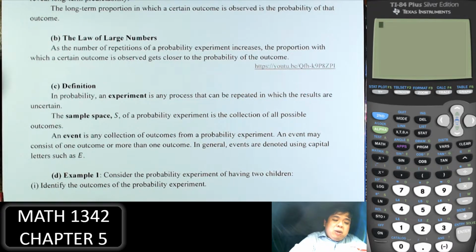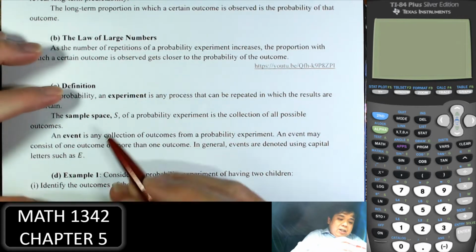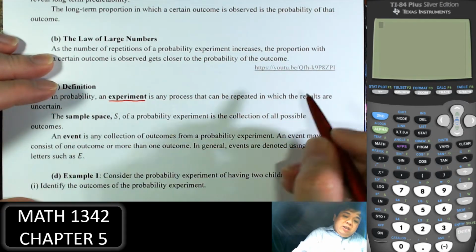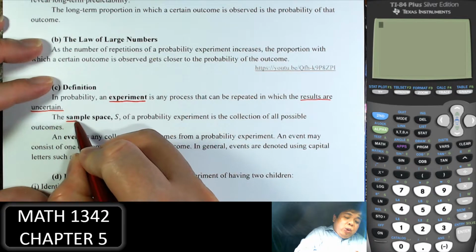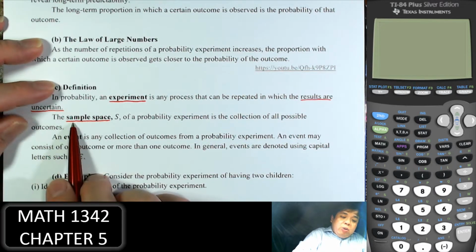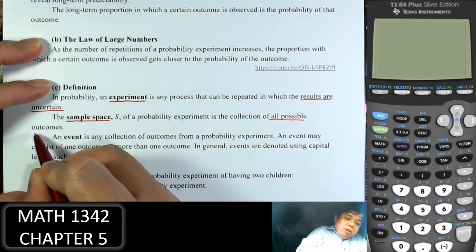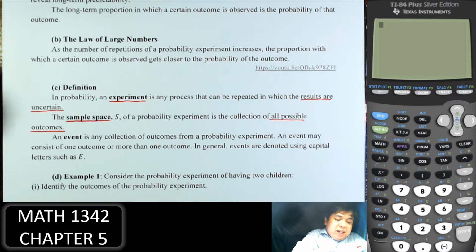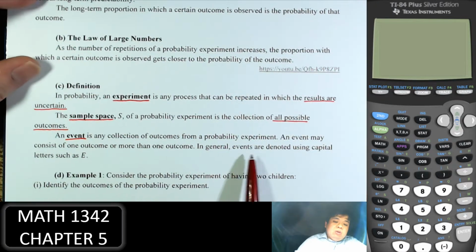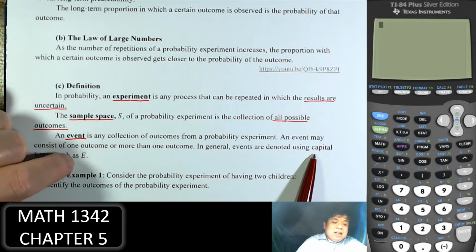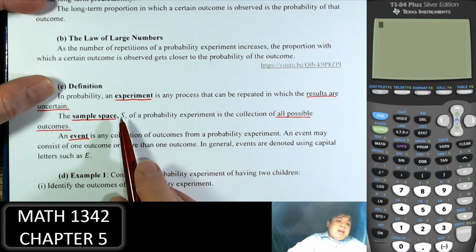In probability, an experiment is any process that can be repeated in which the results are uncertain. So in an experiment, we don't know the result. Even though we don't know the result, we can list all the possible outcomes. That's what we call the sample space, which is all possible outcomes. An event is any collection of outcomes from a probability experiment. An event may have more than one outcome. In general, we denote the event with a capital letter E. For the sample space, we use the letter S.